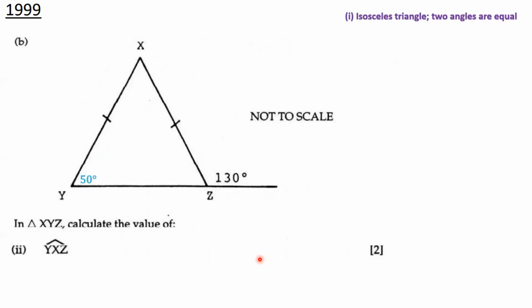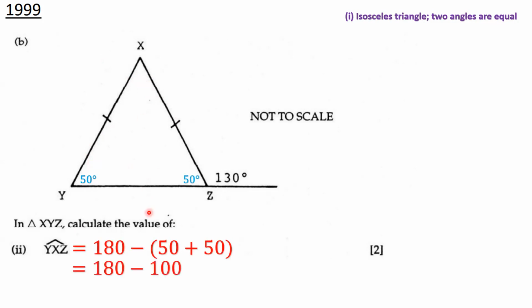We already know that this is 50 and that is 50. And so we need to figure out what this angle is. It's important to note that angles in a triangle add up to 180 degrees. So 50 plus the one on top equals 180 degrees. And so what that means is that we need to say 180 minus 50 plus 50. And what is 180 minus 50 plus 50? Well, 50 plus 50 is 100. And so 180 minus 100 is going to be equal to 80 degrees.